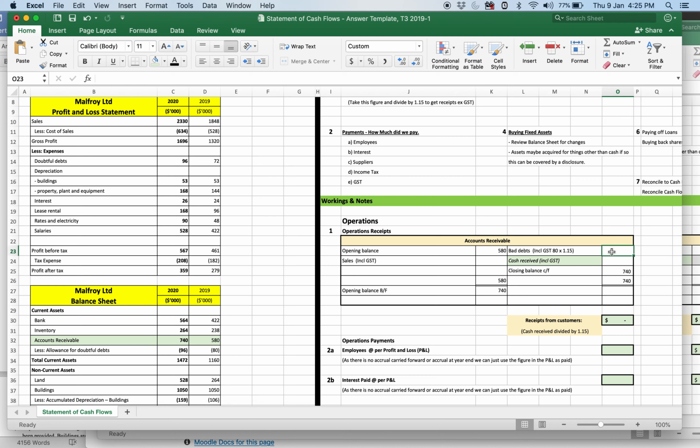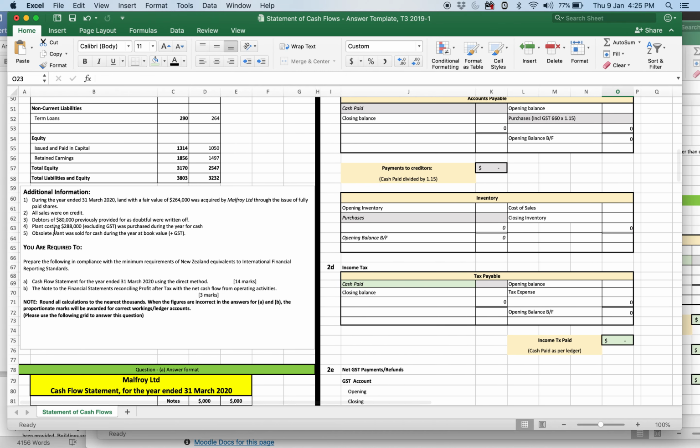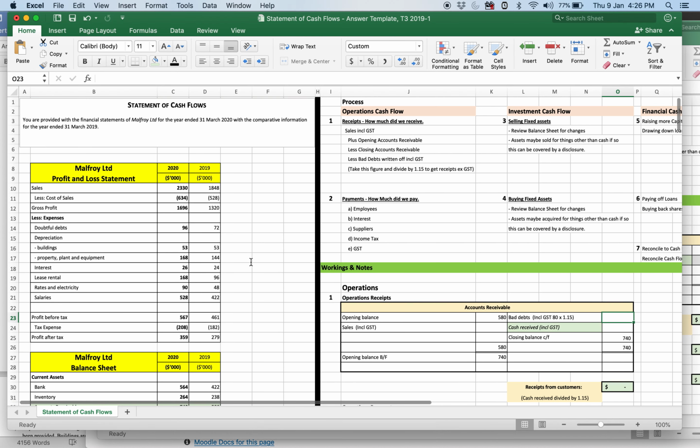How much did we write off in bad debts? Obviously that won't show in the closing balance because it's been written off, but we didn't receive it. There's a note down here, number 3, which says debtors of $80,000 previously provided for have been written off. So it's $80,000 plus GST. Because we're doing the accounts receivable, it's just the 80, because we're working in thousands, times 1.15 gives us 92.